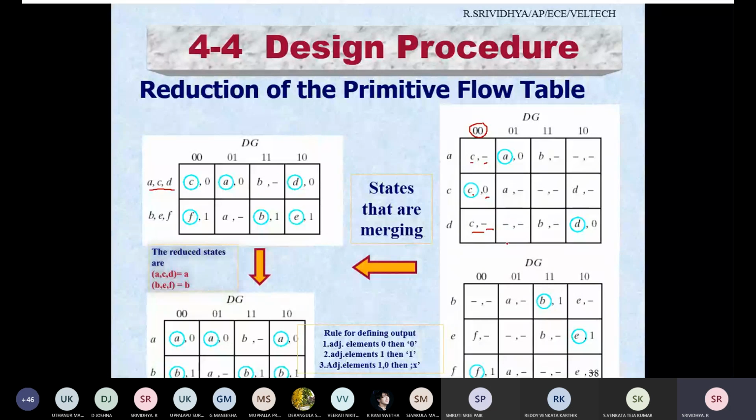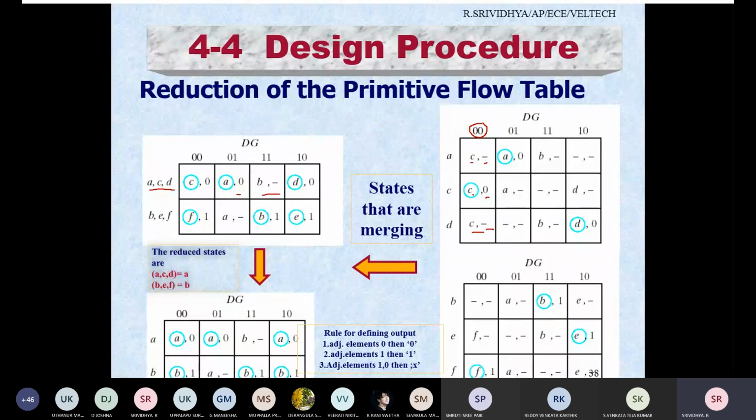And then I'm merging all this. It is A, 0. And then I'm merging all this. It is B, don't care. And then I'm merging all this, D, 0. So this entire table, I'm shrinking it into a single row, and this is called state merging. Okay, state merging or reduction of primitive flow table.